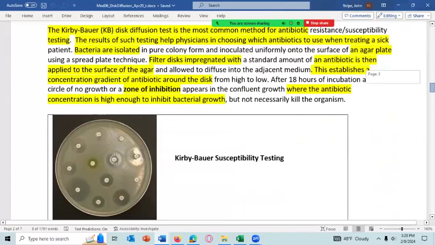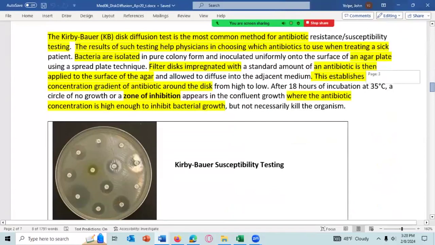All right. The Kirby-Bauer diffusion test is the most common method used for testing antibiotic resistance or susceptibility. So when you're doing an antibiotic test, they're most likely going to use the Kirby-Bauer diffusion test. The results of such tests help physicians choose which antibiotics to use when treating a sick patient who has a bacterial infection.